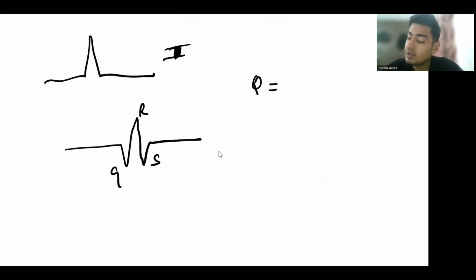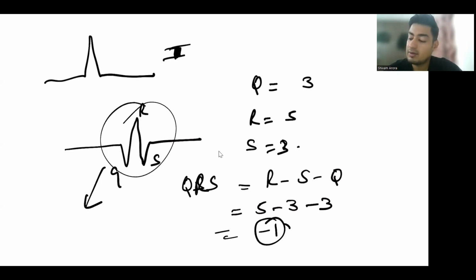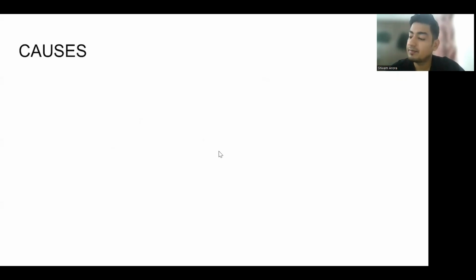Suppose Q is 3, R is 5, S is 3. So the QRS segment would be R minus S minus Q, 5 minus 3 minus 3, which is minus 1. So in this case, the QRS effectively is negative. So this is how we'll calculate whether the QRS is a positive or a negative complex.